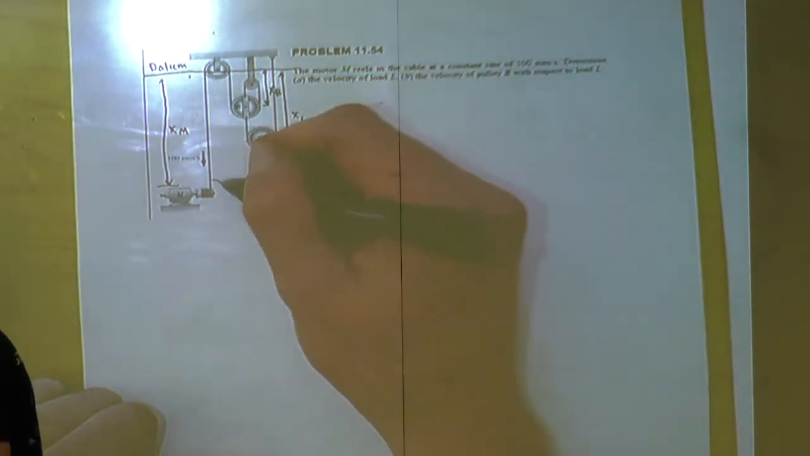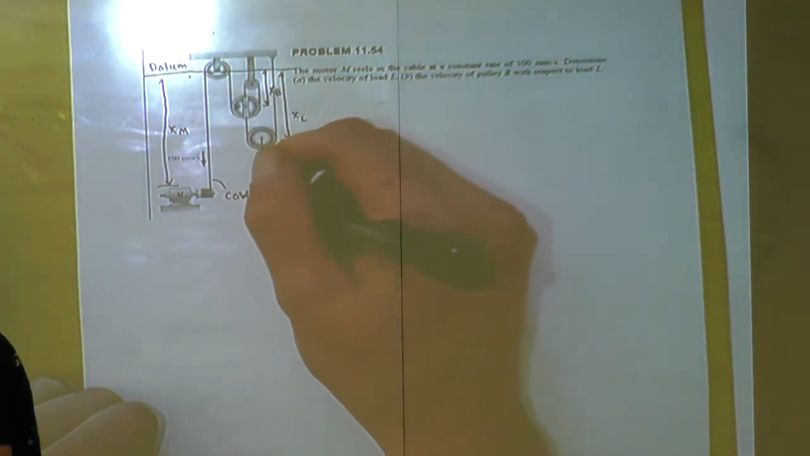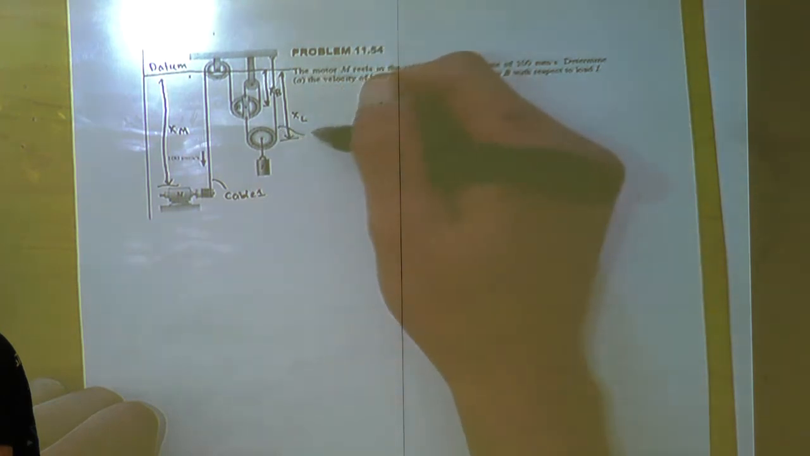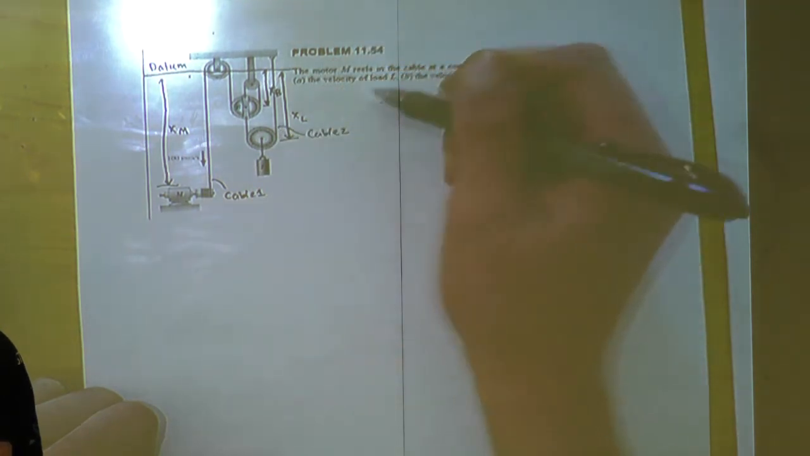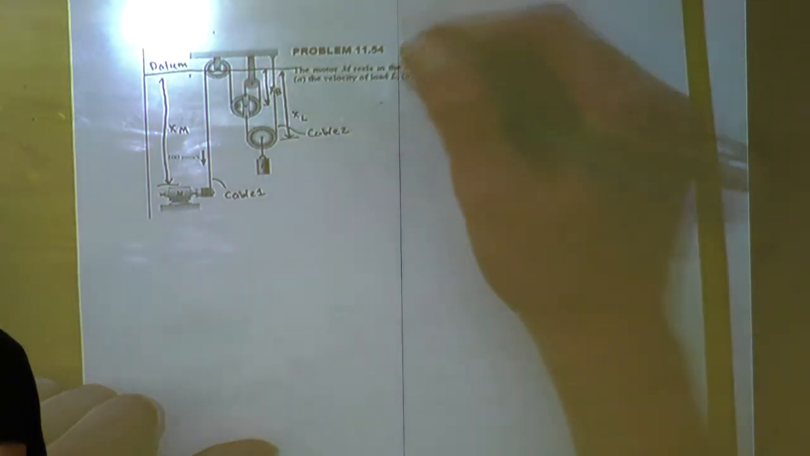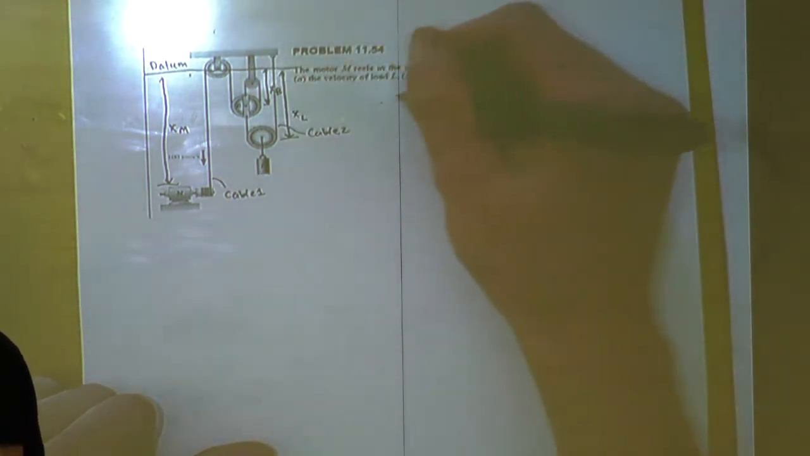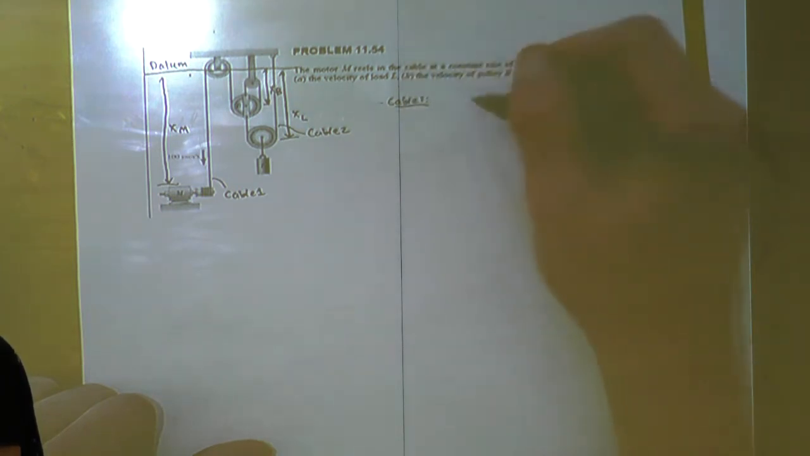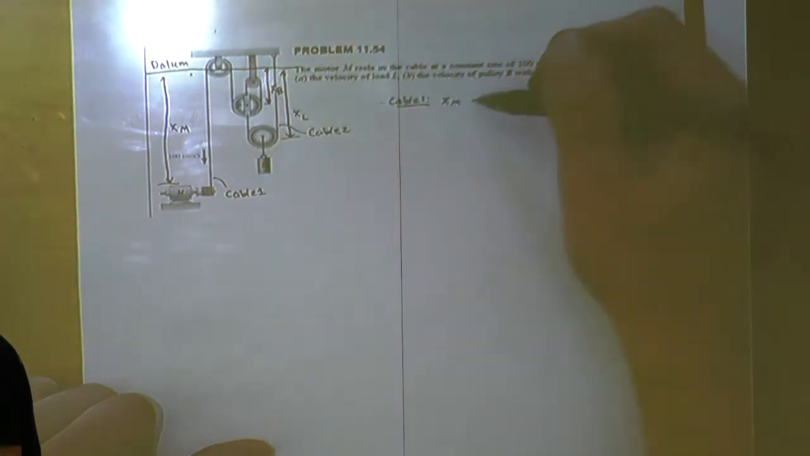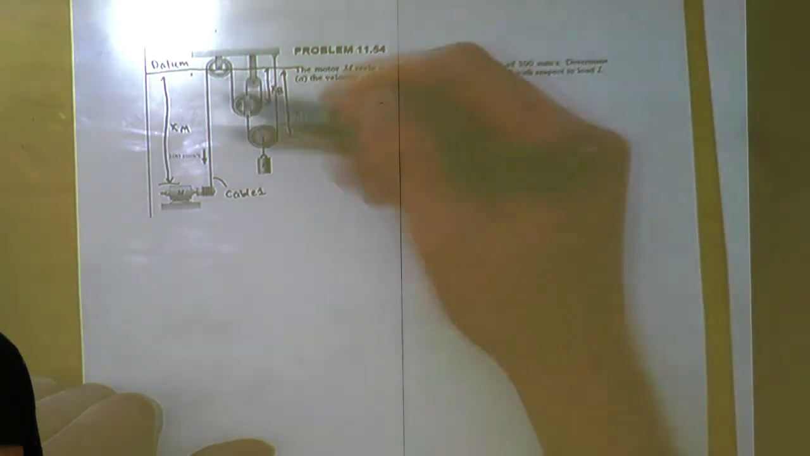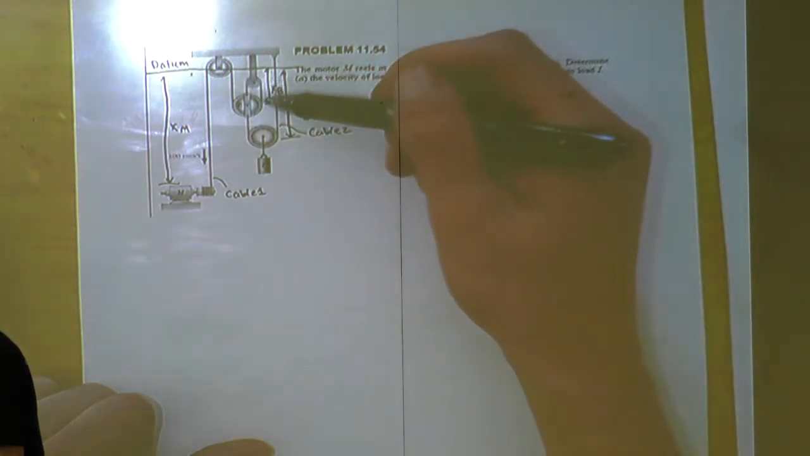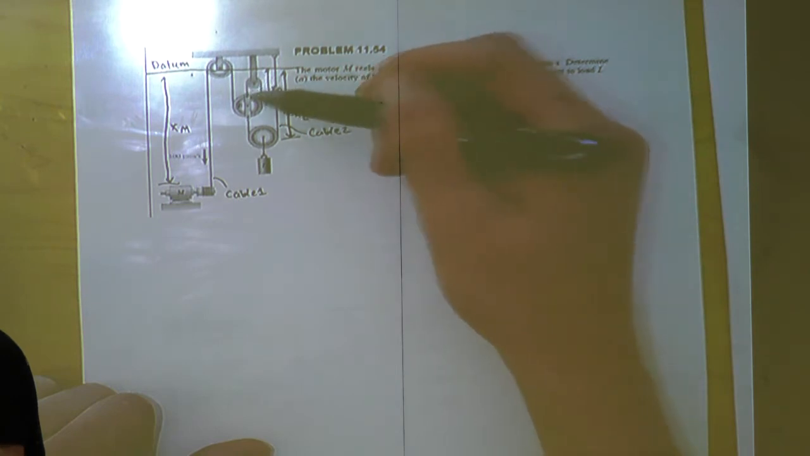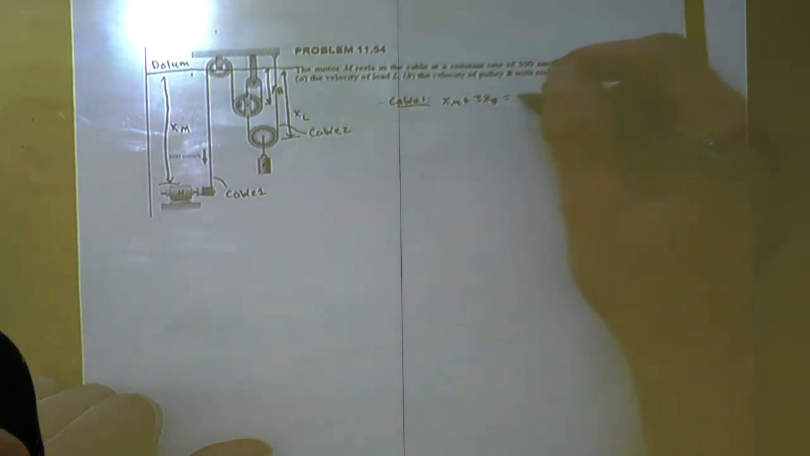So we have two cables here. First one is cable 1, and this one over here is cable 2. So we're going to need two different equations, one for each cable. For cable 1, we have XM, which is this part of the pulley, plus 3XB, which is going to account for all of this right here. And the cable stops right at this point. And that's going to be equal to a constant.